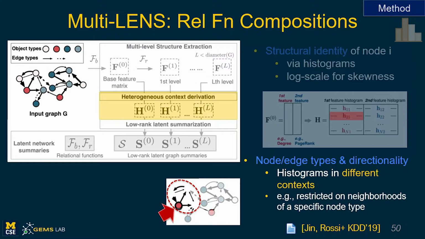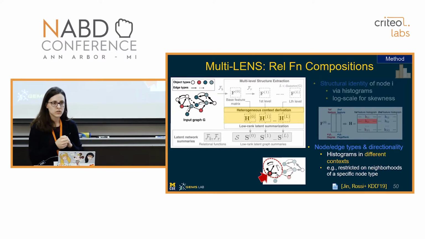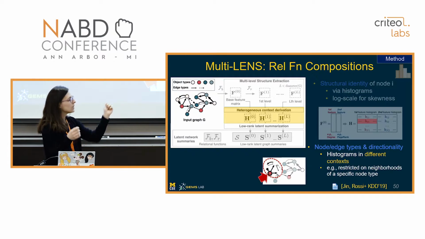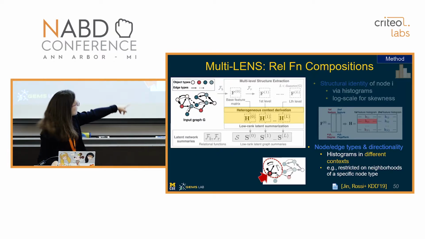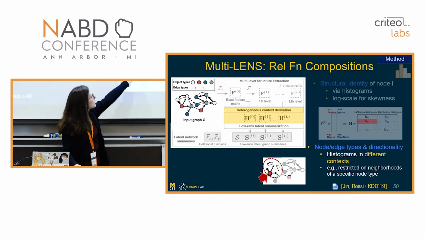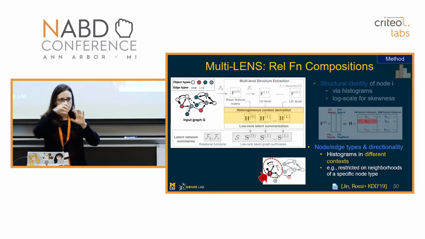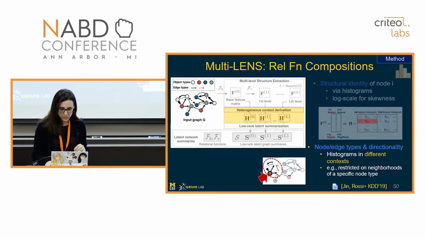The nice thing about histograms is that they are very flexible. They can easily incorporate node types, edge types, directionality, and so on. All we need to do is restrict the neighborhoods to different types of nodes and edges. For instance, here, there will be an animation. I could focus only on nodes of this type or this type, and then concatenate the histograms. So it is very, very flexible.